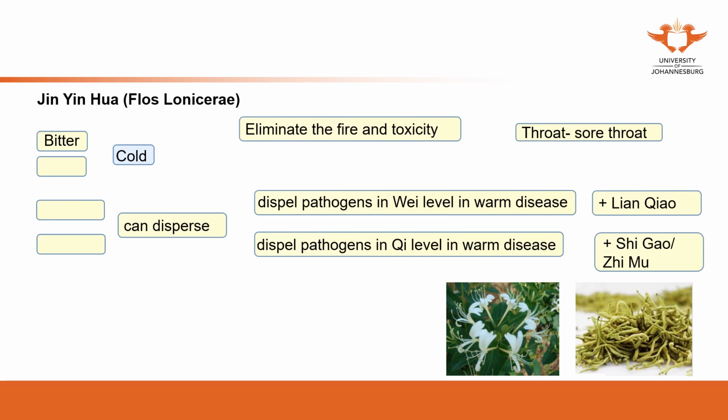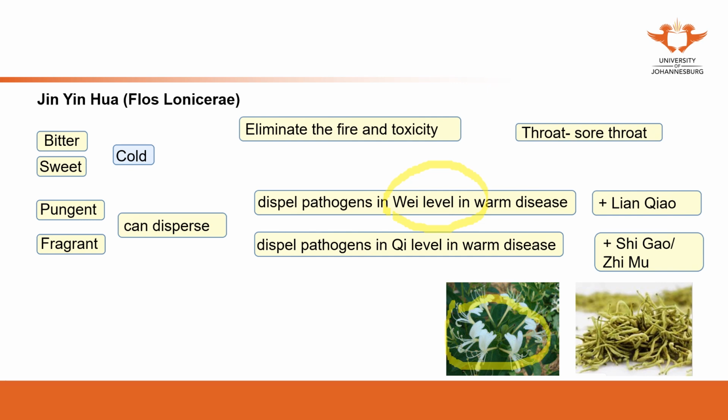The first ingredient, 金银花, is bitter and sweet, cold in property. Bitter, sweet and cold can eliminate fire and toxicity. Fire and toxicity are similar but not the same. Toxicity is worse than fire. Pungent can disperse. Fragrant can also disperse. So this herb can dispel pathogens at the wei level and qi level. It can dispel pathogens in the upper jiao because it is a kind of flower.